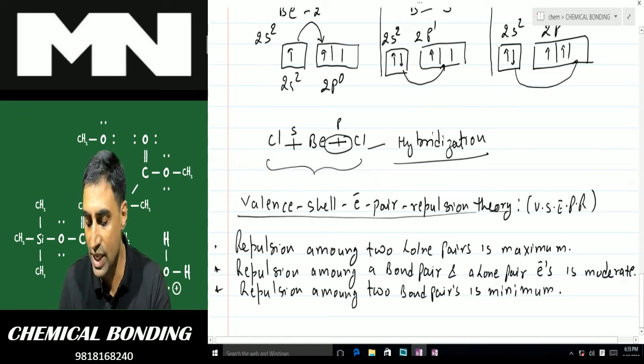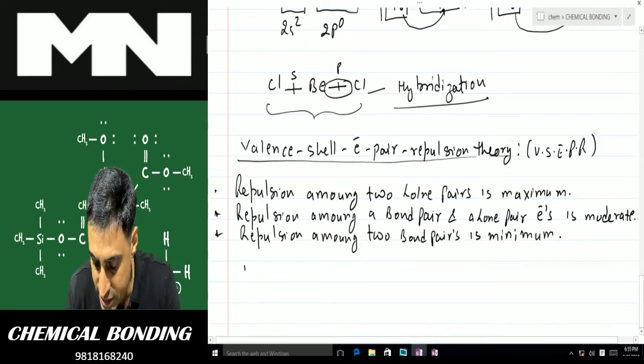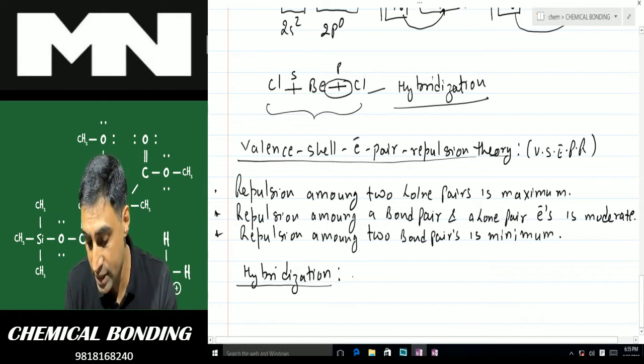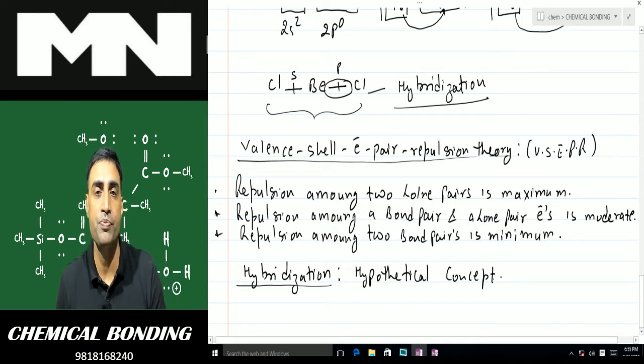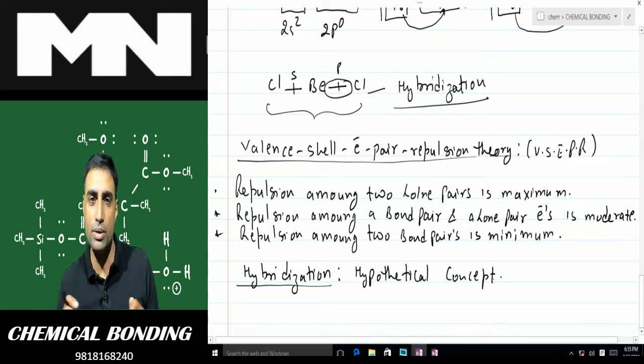So we'll start with hybridization. Let us see what hybridization is. I would like to tell you one thing: as far as hybridization is concerned, it is purely a hypothetical concept. People observed the shape of certain molecules, and on the basis of those shapes, they predicted certain things. And they gave us the concept of hybridization.